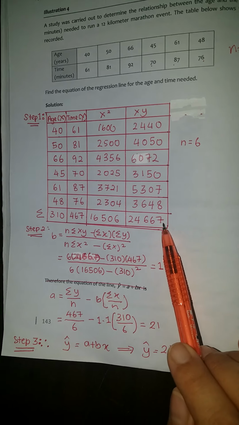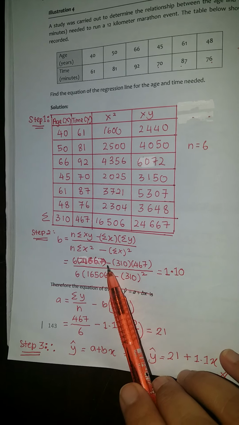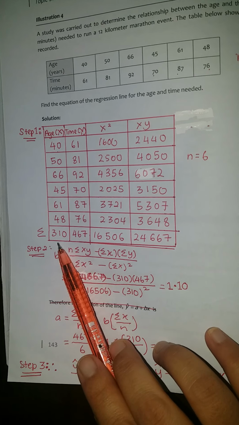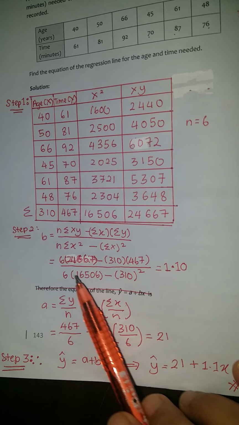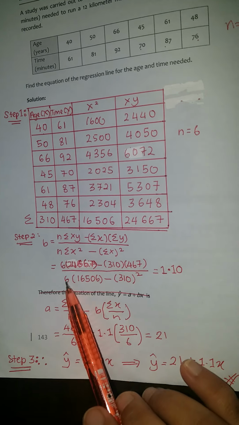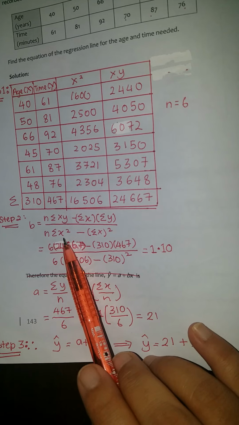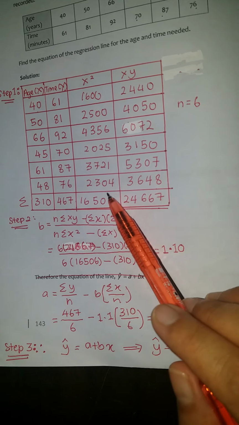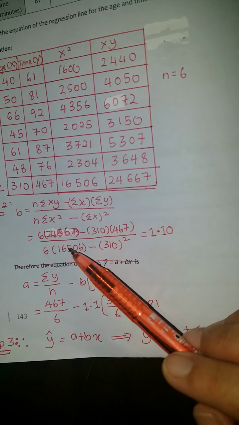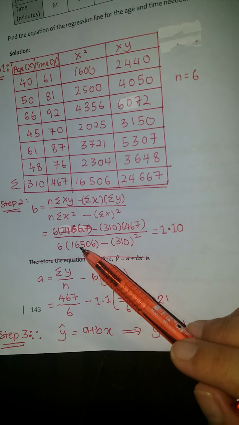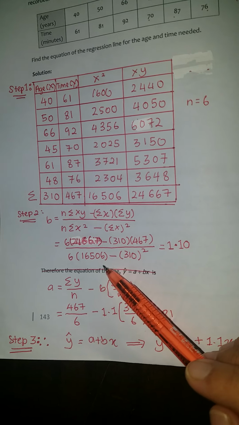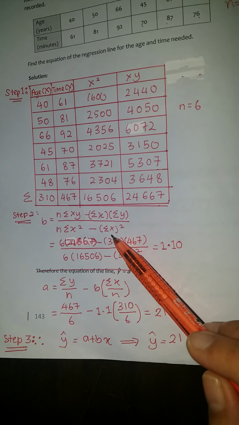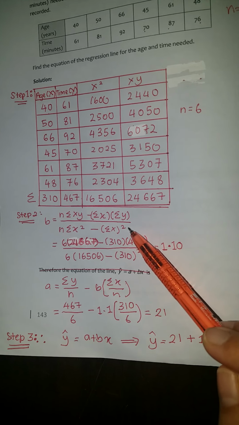24,667 minus sum of x, 310. Sum of y is 467 divided by n, which is 6. Sum of x squared, this is the value. Okay. This is the value, which is 16,506 minus sum of x to the power of 2.